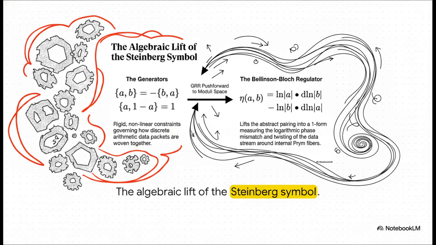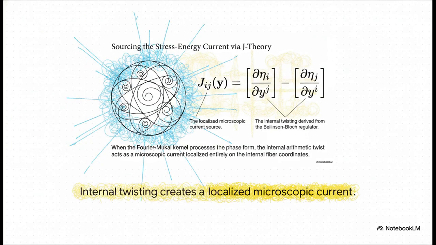Lifted via the GRR pushforward, they map into the one-form regulator on the right. This transforms them into a physical measurement of how the data stream literally twists and mismatches around internal geometric fibers. Now, when the Fourier-Mukai kernel processes this phase form, that internal twisting creates a spark, a highly localized microscopic current. Notice the internal fiber coordinates swirling on the left side, which are perfectly defined by the Kern equation over on the right. That deep internal arithmetic twist, that is the exact microscopic engine sourcing stress energy.